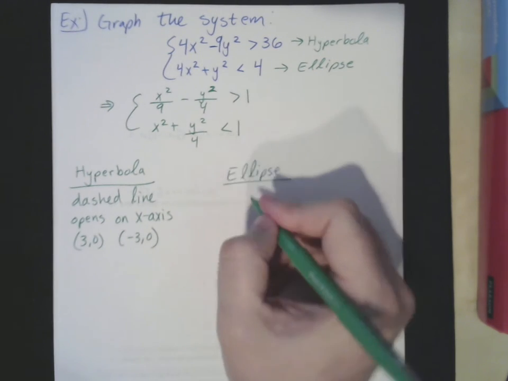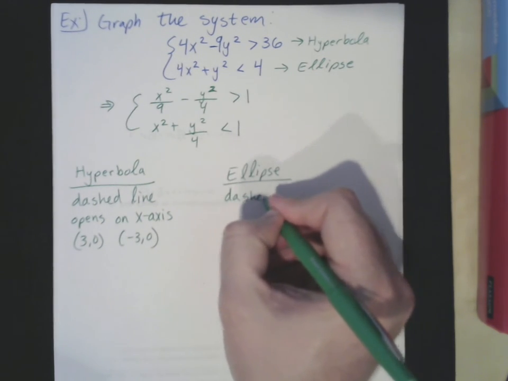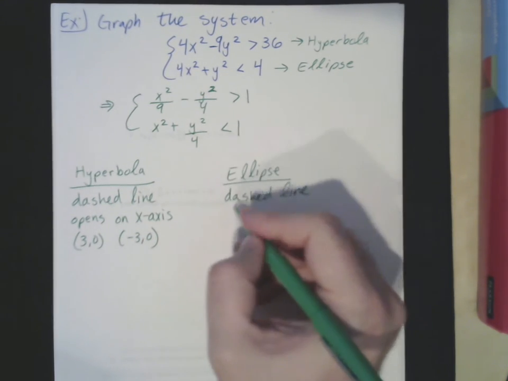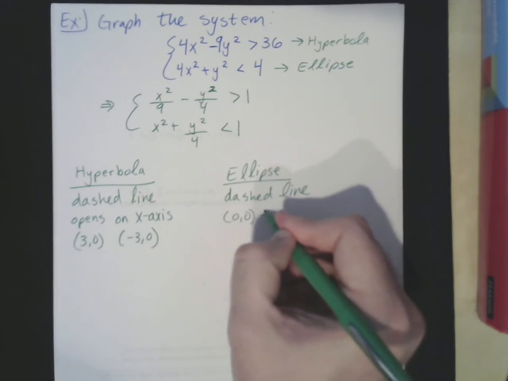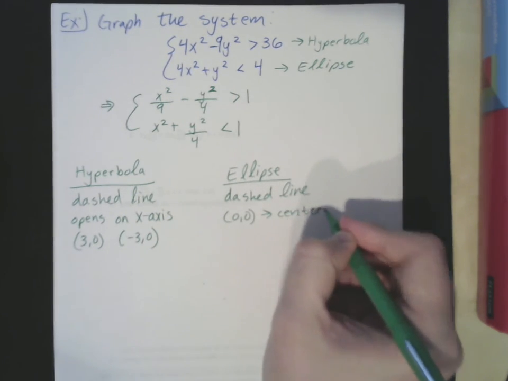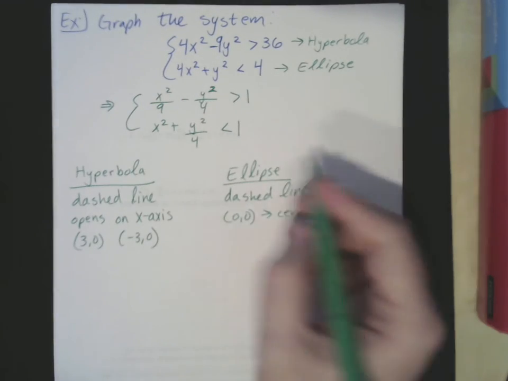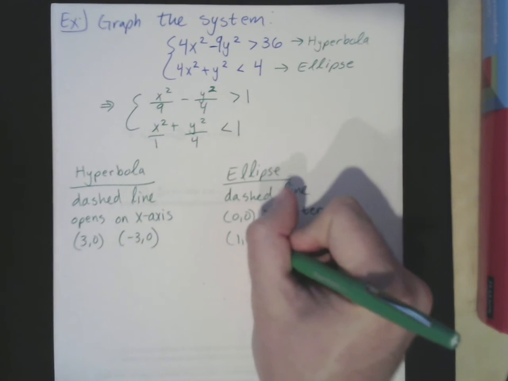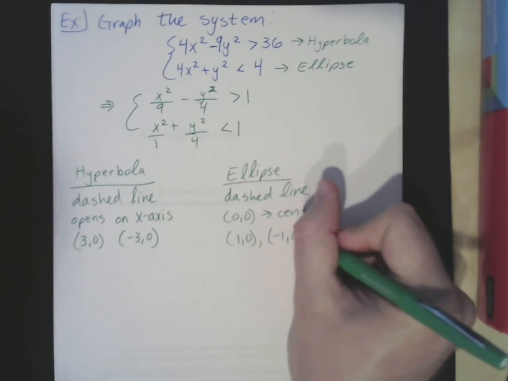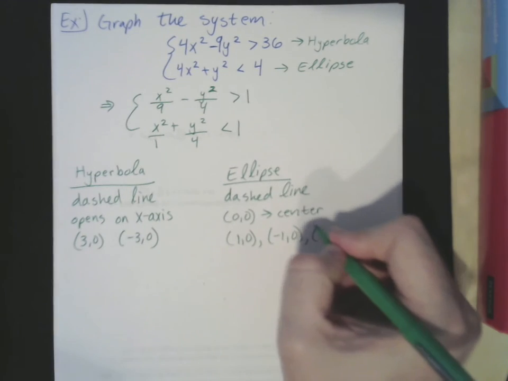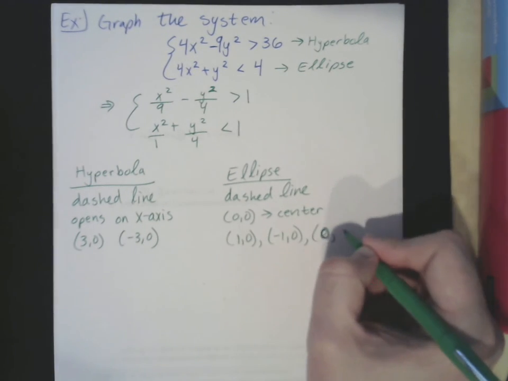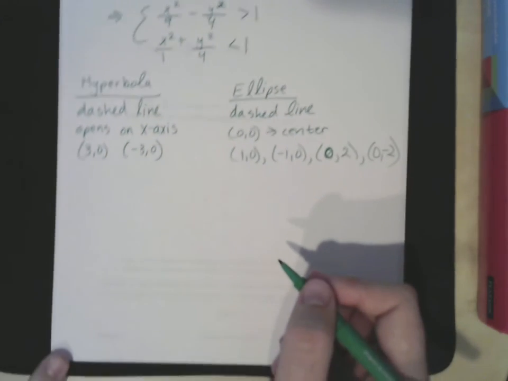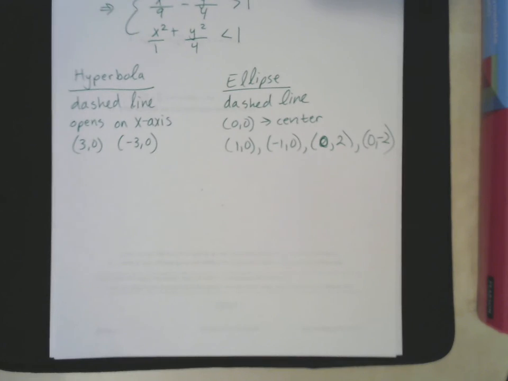For the ellipse, it's again dashed, since it's only less than. It has center at 0, 0, since it's just x squared and y squared. For our vertices, you can think of this x squared as over 1, so this is at 1, 0 and negative 1, 0. The square root of 4 is 2, so 0, 2, that's the y term, and 0, negative 2. So now we can start to graph these.